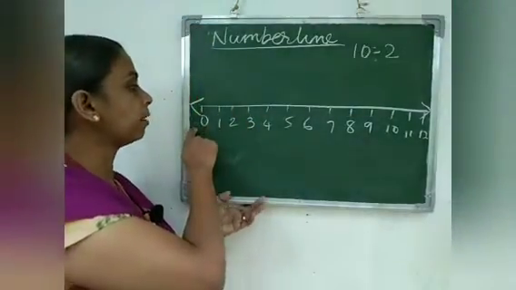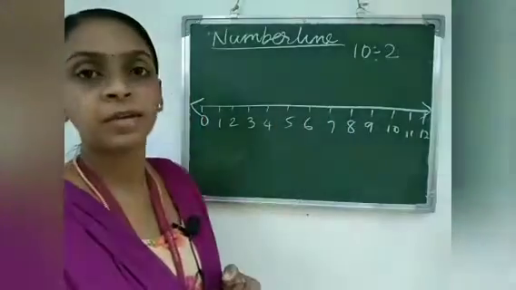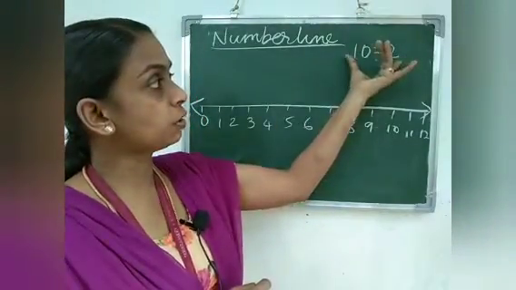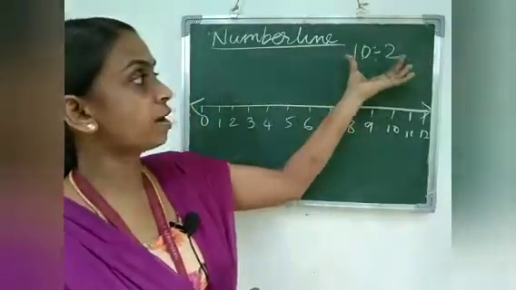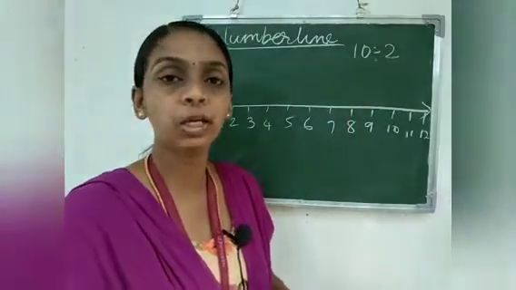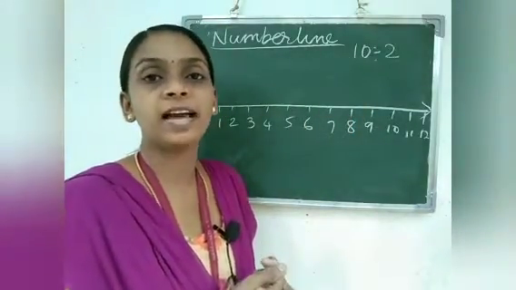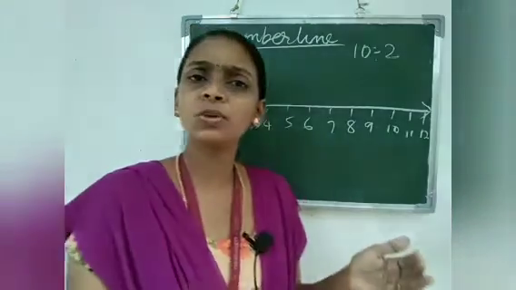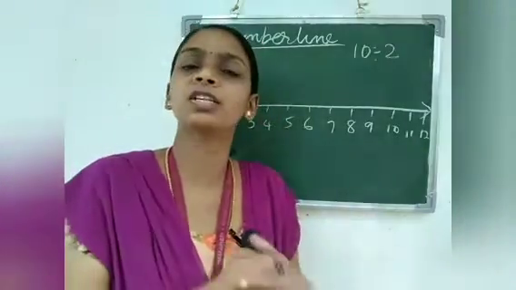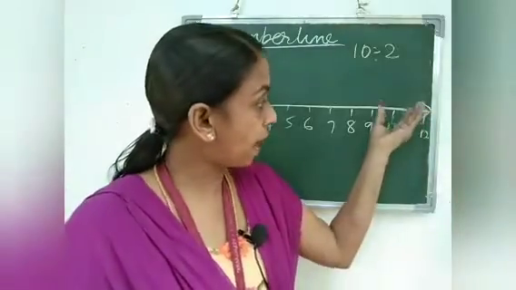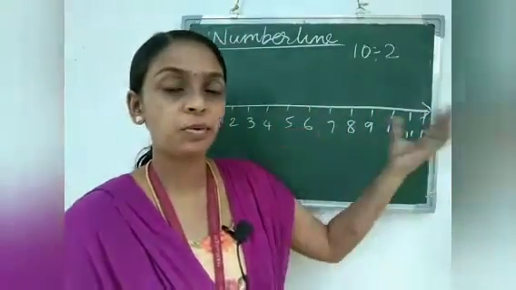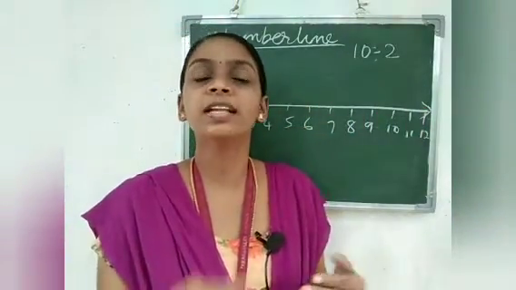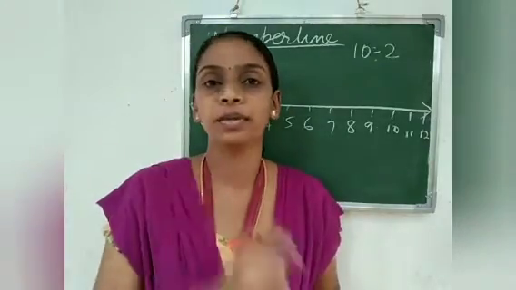I marked the numbers from 0 to 12 on this number line. We have to find the answer of 10 divided by 2. So how will we find the answer? Subtraction. Usually how do we do subtraction on a number line? We count backward. So in this division method also we are doing that.